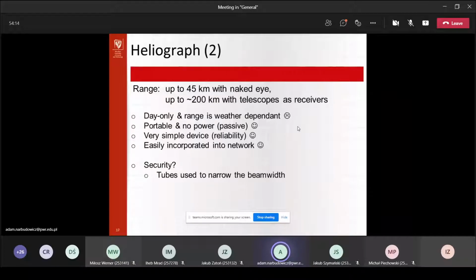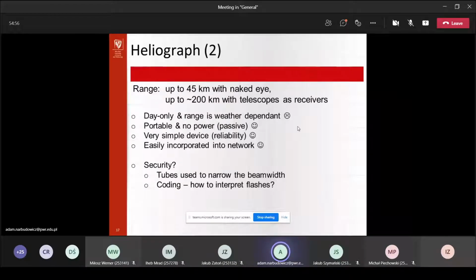Now, some discussion we already had. The issue of security was already mentioned: somebody could see the signal. A solution could be to use some tube in order to narrow the beamwidth. The idea is to be more selective with your communication, so that if it covers a narrower range, it is of course less likely that the enemy, because these were military devices, would intercept your communication.